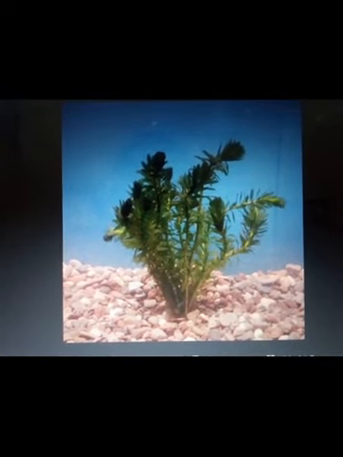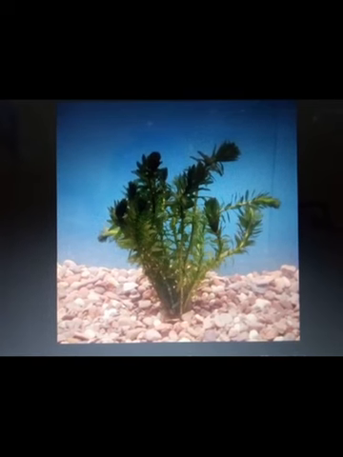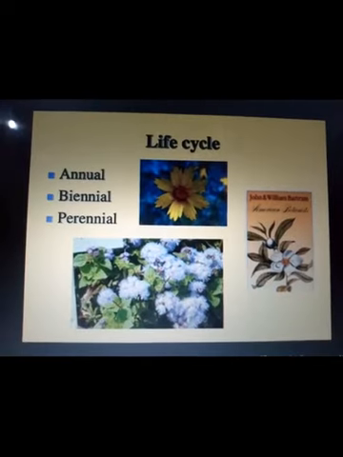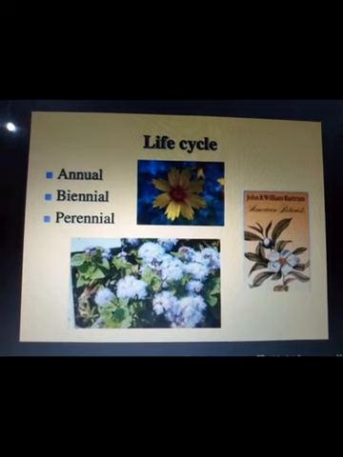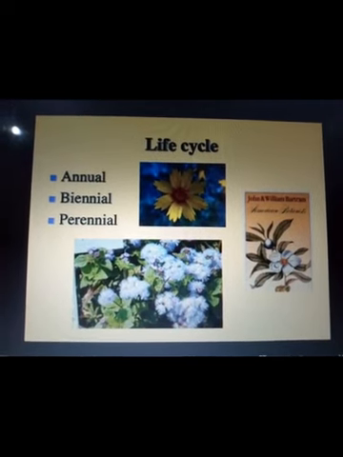So these are some submerged aquatic plants, which remain submerged in water and are found underwater. On the basis of lifespan, plants are divided into three parts: annual plants, biennial plants, perennial plants.